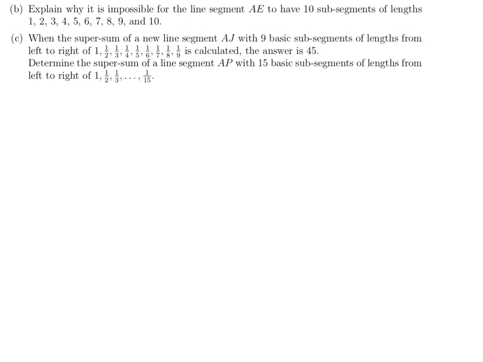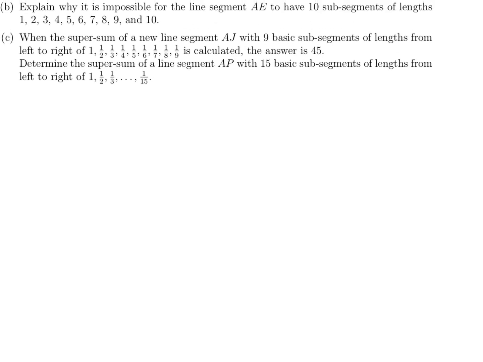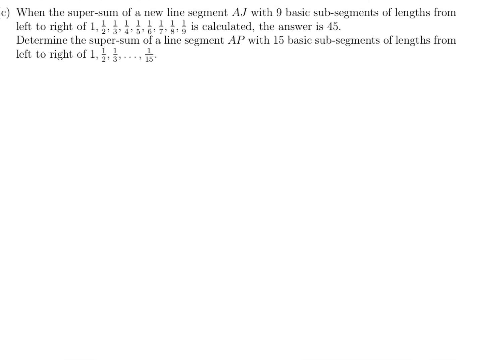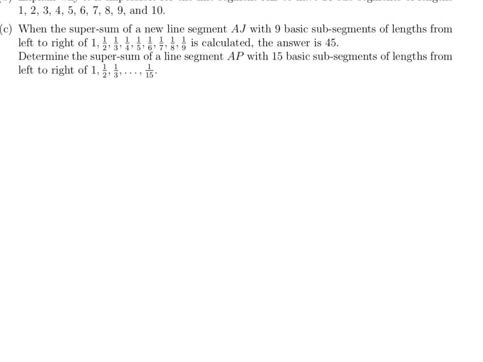And now we've got, when the supersum of a new line AJ, with 9 basic subsegments of lengths from left to right of 1 and so on is calculated, the answer is 45. Determine the supersum of the line segment AP with 15 basic subsegments of lengths from left to right of 1 through 1 over 15.